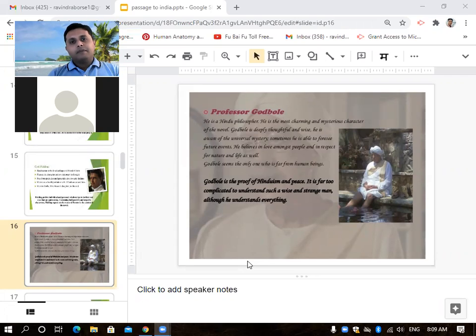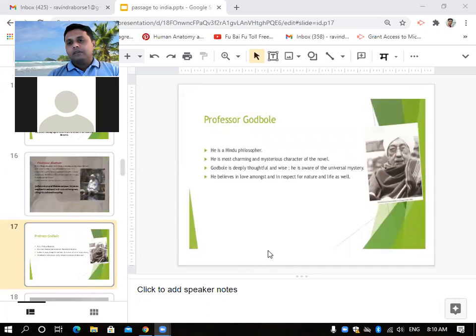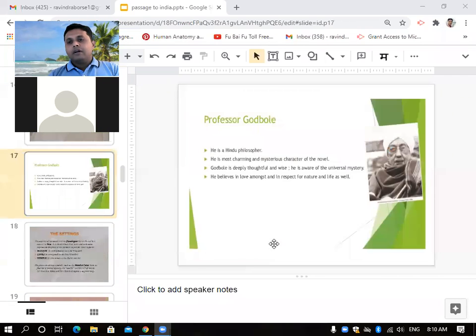So when Dr. Aziz becomes friends with the two ladies, that is Adela and Mrs. Moore, Professor Godbole also has a friendship with the two ladies, including Fielding also. So Godbole, Fielding, and Dr. Aziz become friends of the two British ladies, that is Adela and Mrs. Moore, right? See, Professor Godbole, right? So these are the main characters.